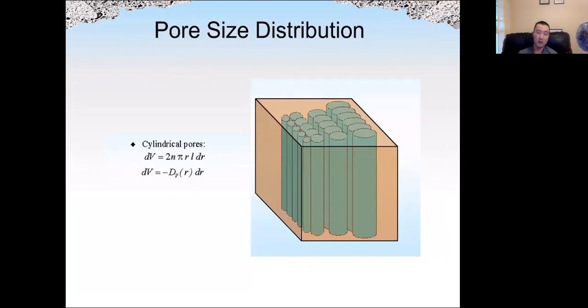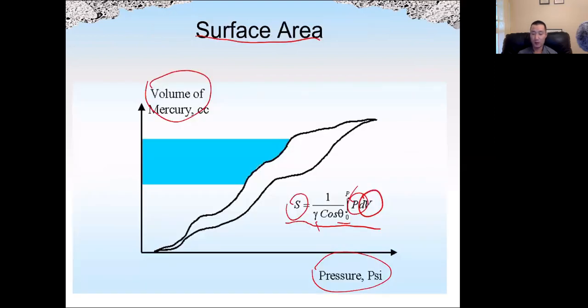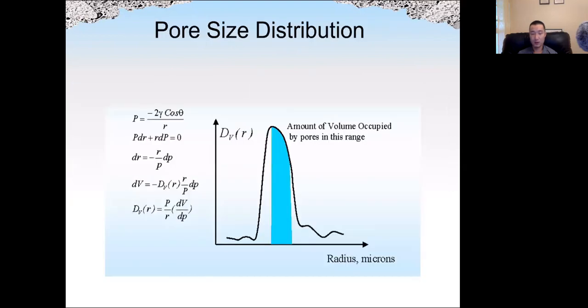For example, we assume the shape of the pores is cylindrical, okay, with a certain radius and a certain length of the pores. Okay, so we assume the perfect shape for the pores in order to do the calculation for the surface area, for example. Right, and similarly, we can do the pore size distribution versus the pressure. Okay, for example, these areas are the amount of volume occupied by pores in a certain pore size.